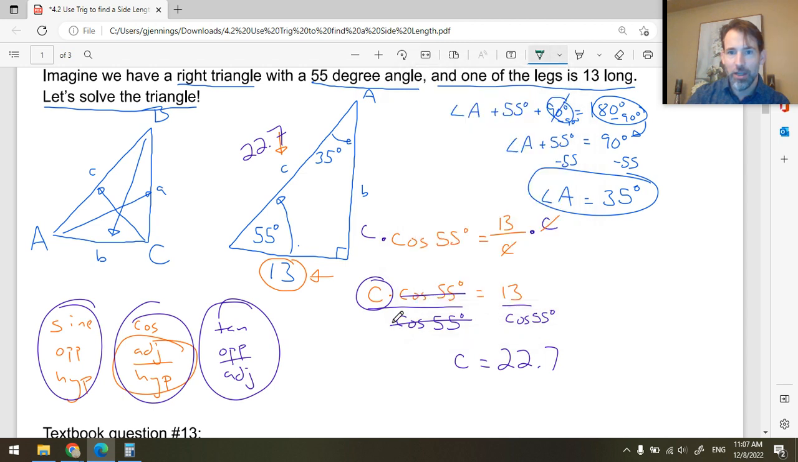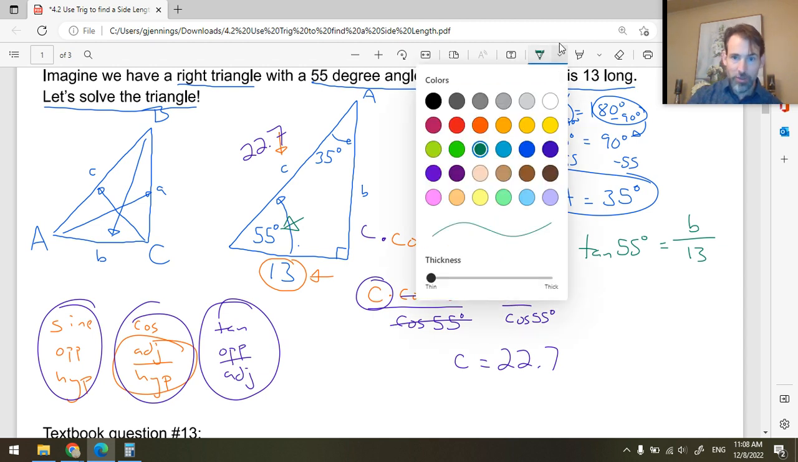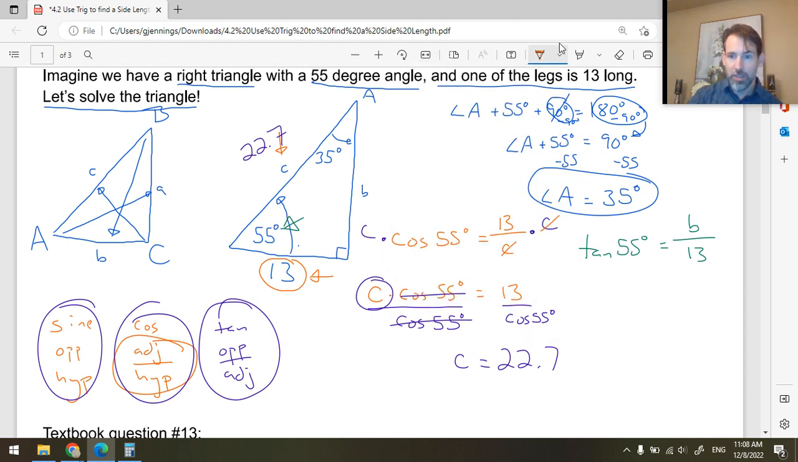We'll work in forest green. Tan of 55 degrees. So I'm still working with this angle, still this is my angle of interest, is equal to the opposite, which is b, over 13. And now I can, over here, just multiply both sides by 13, and that will be the value of b. So in that case, this successfully isolates for b here because these cancel.